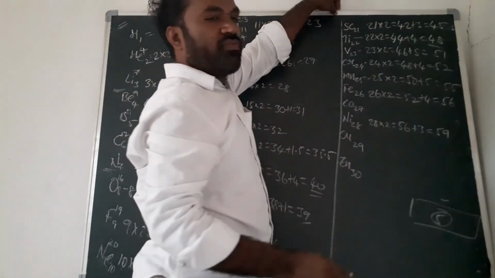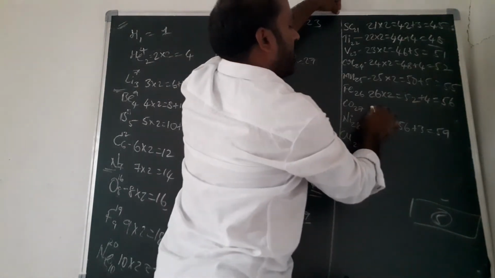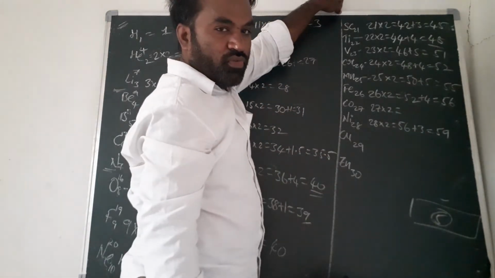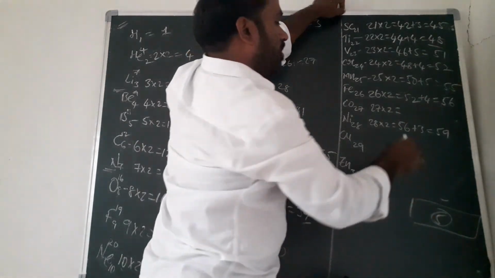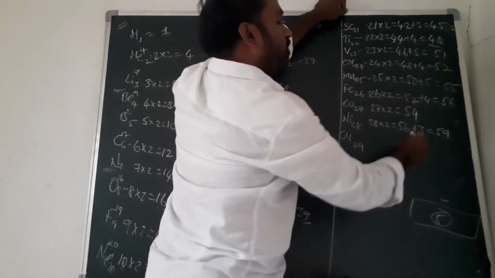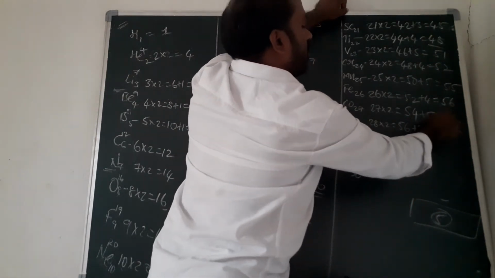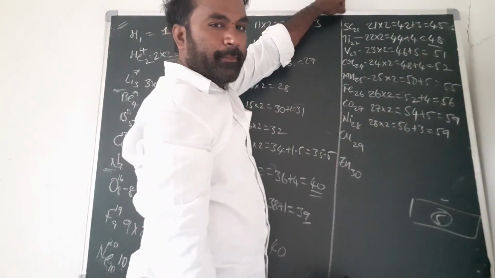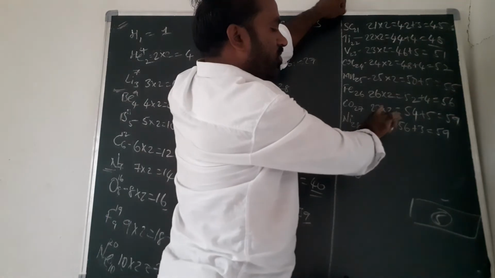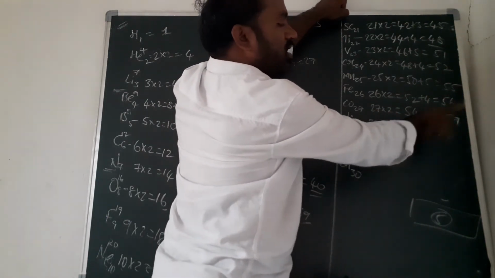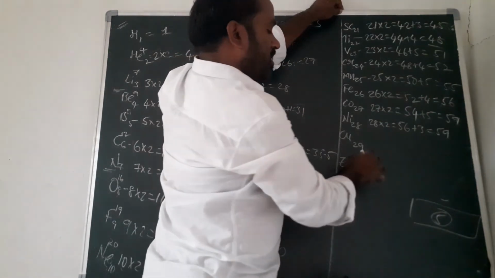Manganese is 55. For cobalt, atomic number is 27. 27 twos are 54. To that we have to add 5. That is 59. Cobalt mass number is 59. Why? Because atomic number is 27, 27 twos are 54, to that 54 we have to add 5. That is 59. Next, copper.